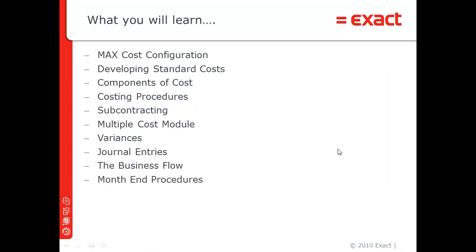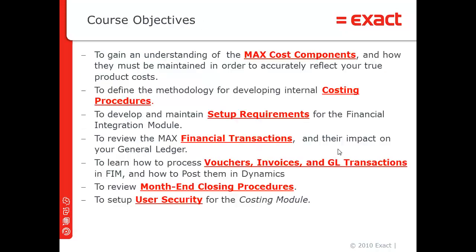Okay, so let's take a look at what we're going to learn in this session. We're going to go over Max cost configuration, developing standard costs, what the components of costing are, what the costing procedures are. We're going to cover subcontract, multiple cost, cover all the variances that get created in Max, how to do journal entries, the overall business flow, and month-end procedures.